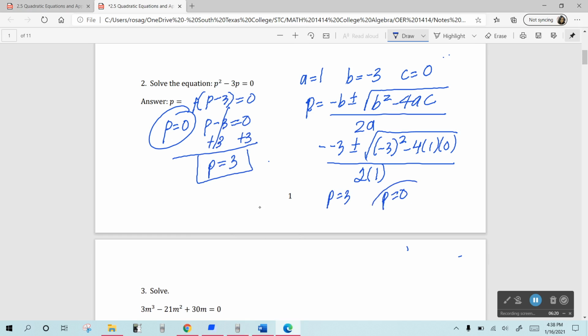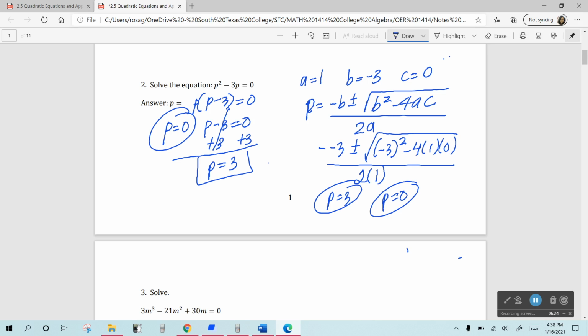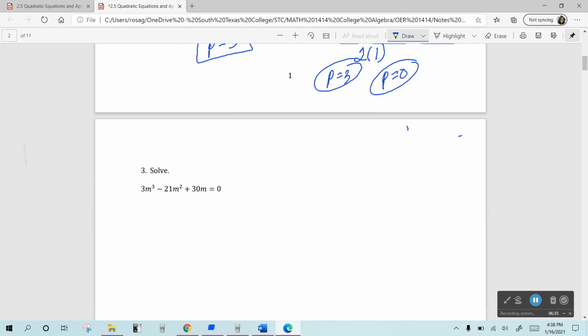Let's see. So the quadratic works as well as factoring. It just depends, if you know how to factor, it's a little shorter. But if you don't know how to factor, sometimes you just don't have the time to learn that plus everything else that we have to learn in this class. So that's where you can rely on the quadratic formula.